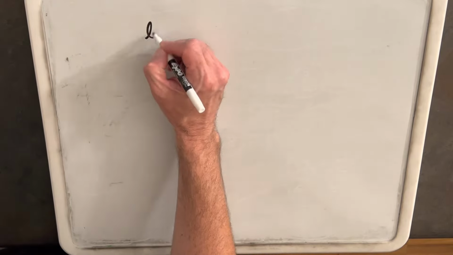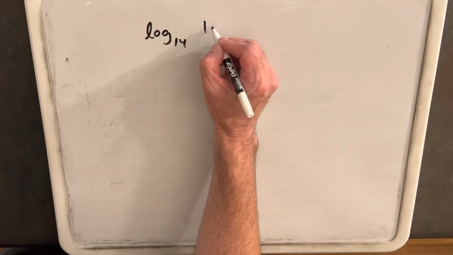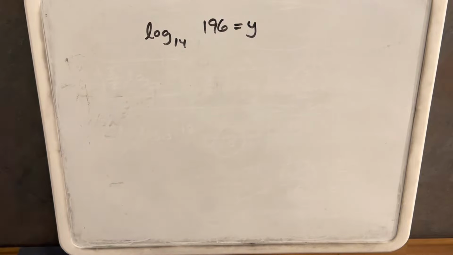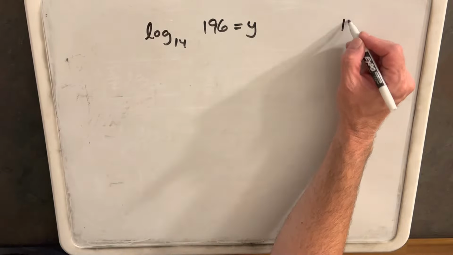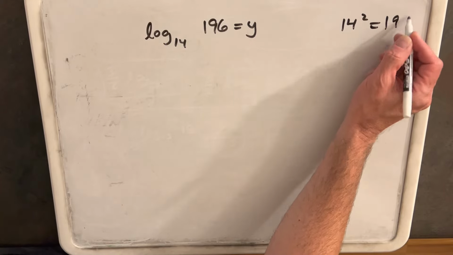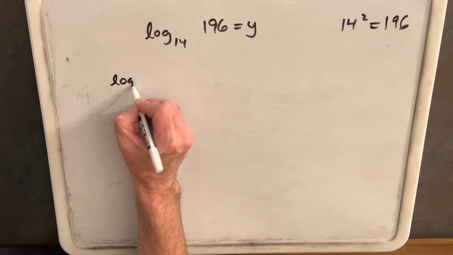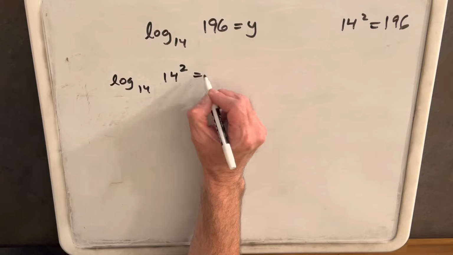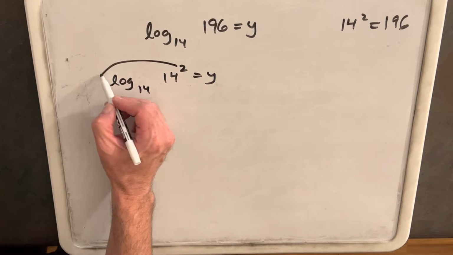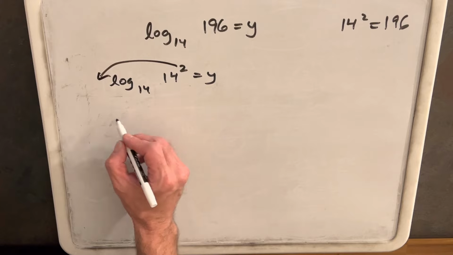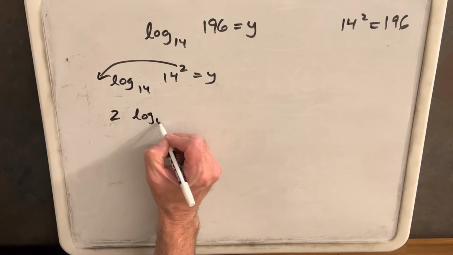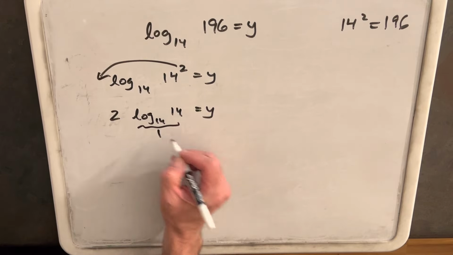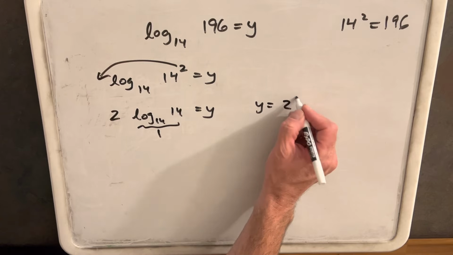Next problem, we have log base 14 of 196 equals y. We can do this a couple ways. The important thing to notice is that 14 squared is the same thing as 196, so we can rewrite this as log base 14 of 14 squared equals y. But then using this little trick, we can bring the 2 to the front, and we have 2 log base 14 of 14 equals y, but this piece equals 1, and so we're left with just y equals 2.